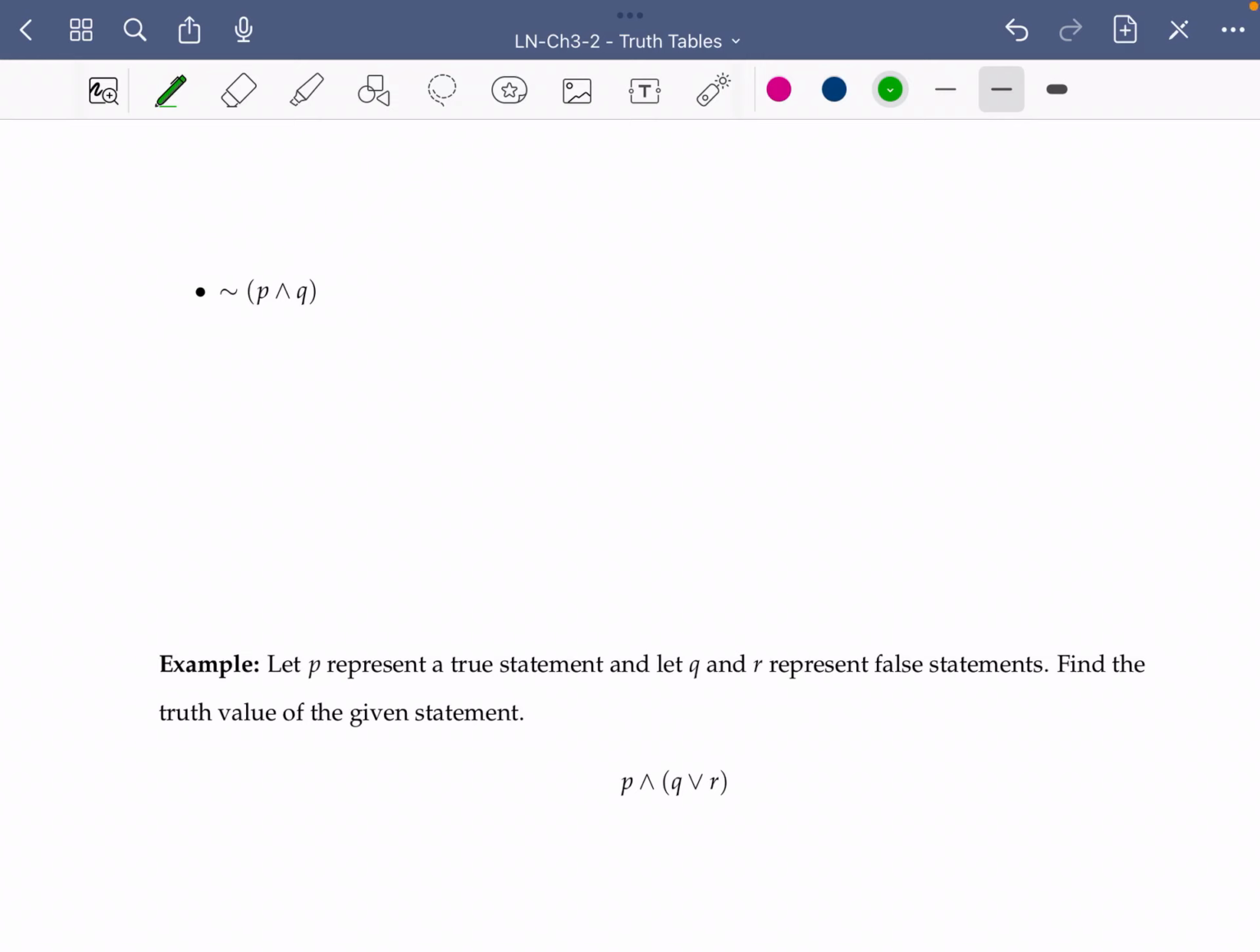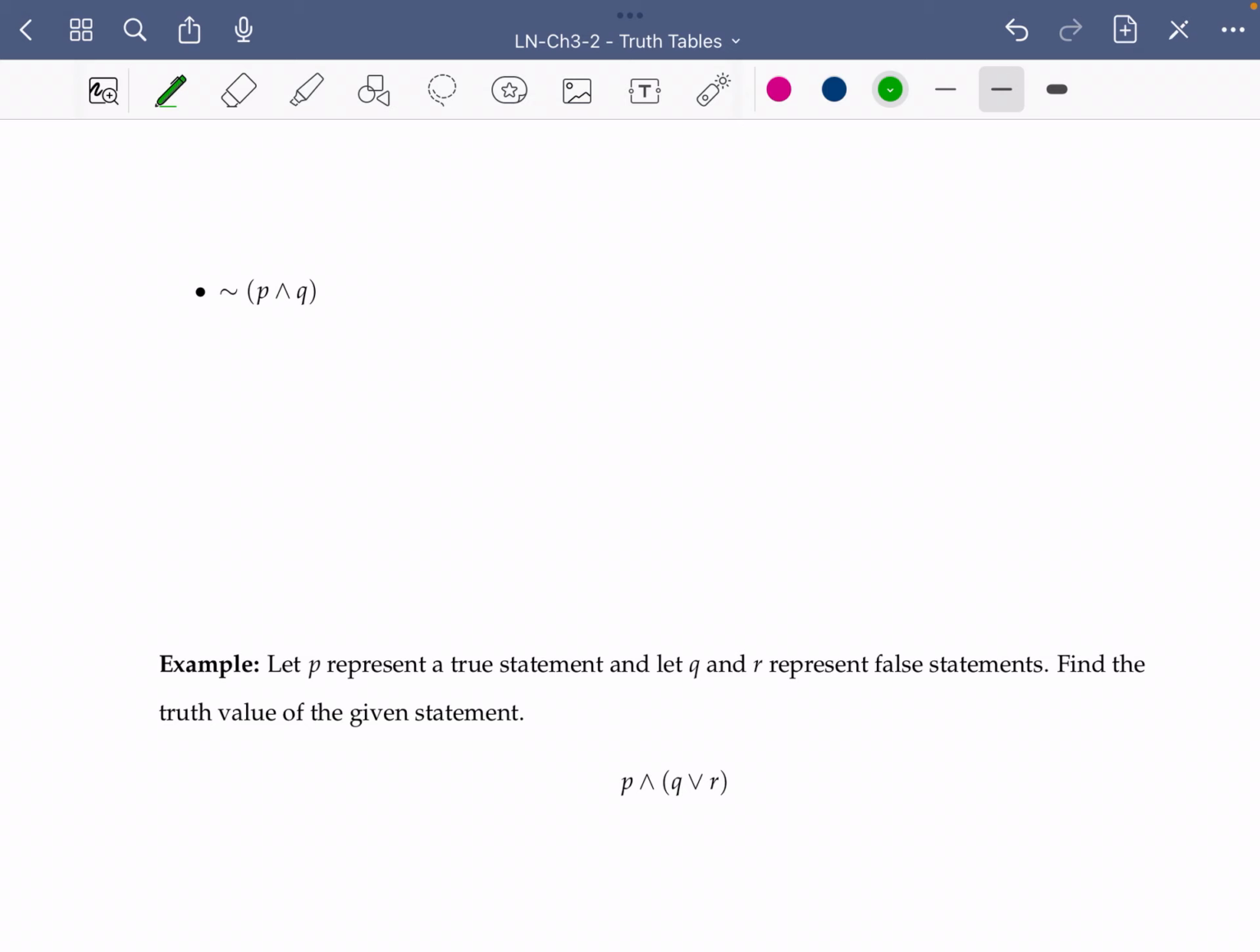In our last video, we saw truth tables for and statements, we saw truth tables for or statements, and we saw truth tables for negations. Now we're going to take those different kinds of statements and compound statements, and we're going to put them together to see what a truth table looks like for something a little more complicated.